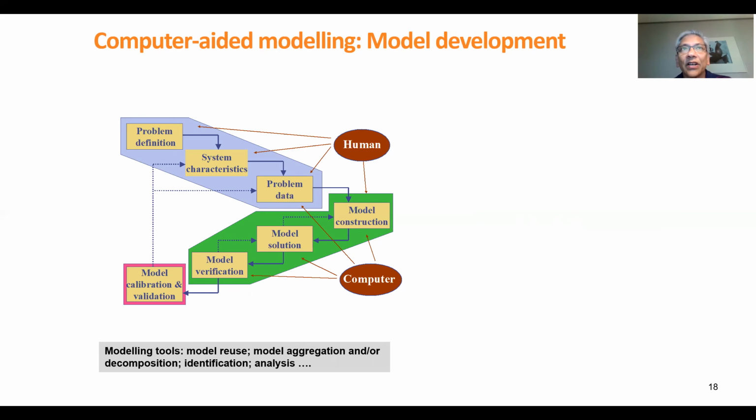And if one looks at how much time one spends in developing a model, it is the green part, which is 80% of the time, and the top blue part is less than 10%. So we can save a lot of time if we can develop a computer-aided modeling system like that. These days, maybe even deep learning or machine learning can help us with the system characteristics and problem data.